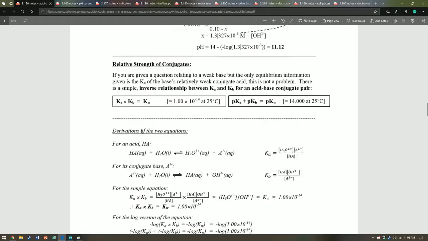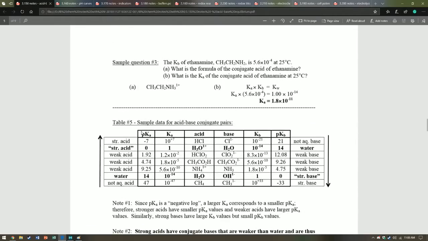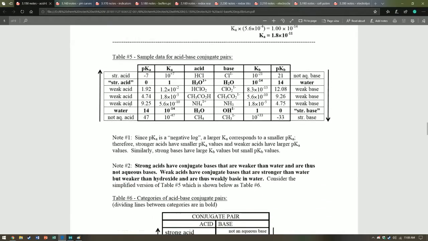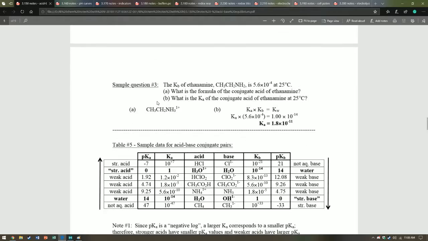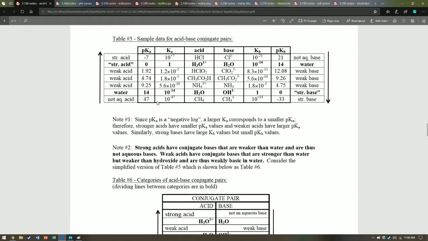That's what I want you to take away from it. And then here's sort of, similarly to go with Ka, we have a constant quantity known as pK, which is the negative log of Ka.